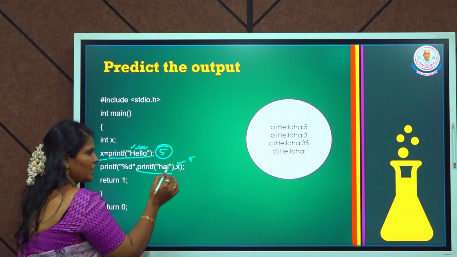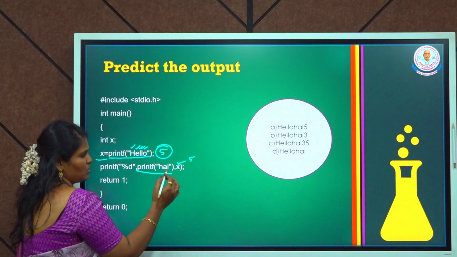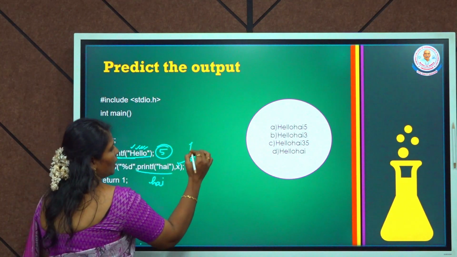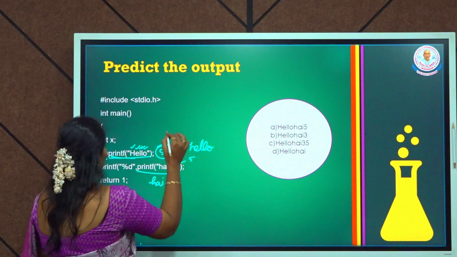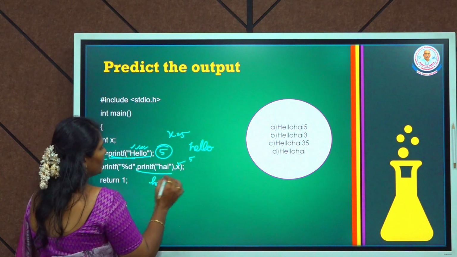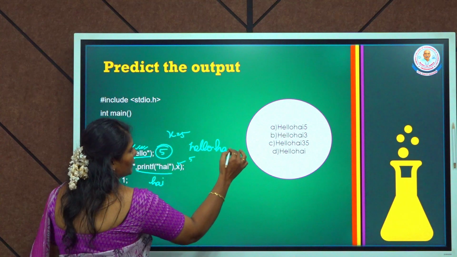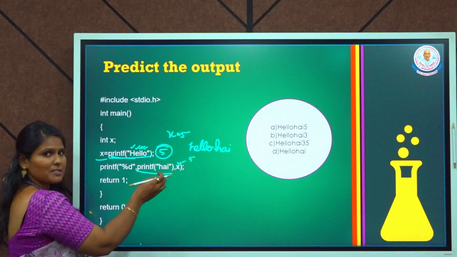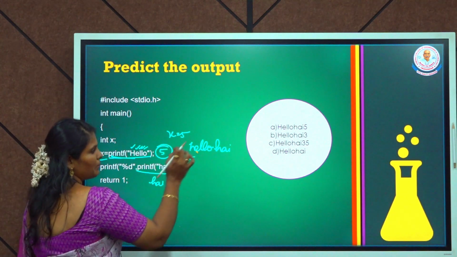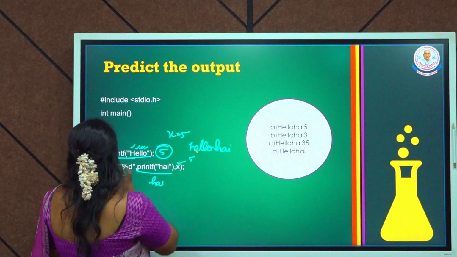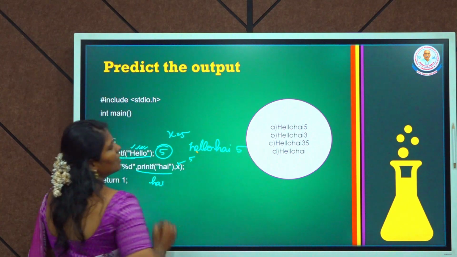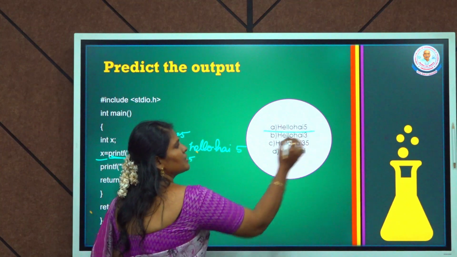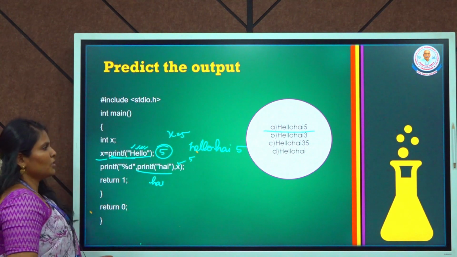Then again we are printing hi as well. Here the printf statement is called. So first the hello will be printed and the x value is set as 5. Then here again the hi printf is called. The printf function is used to display whatever content is present within the double quotes. So hello hi will be printed, then the x value is printed. What is the value of x? It is 5, not percentage 5, it is 5. So the answer is hello hi 5 for the particular snippet.